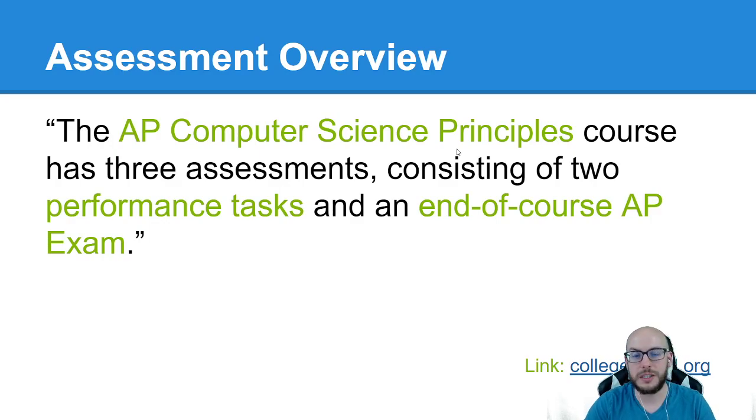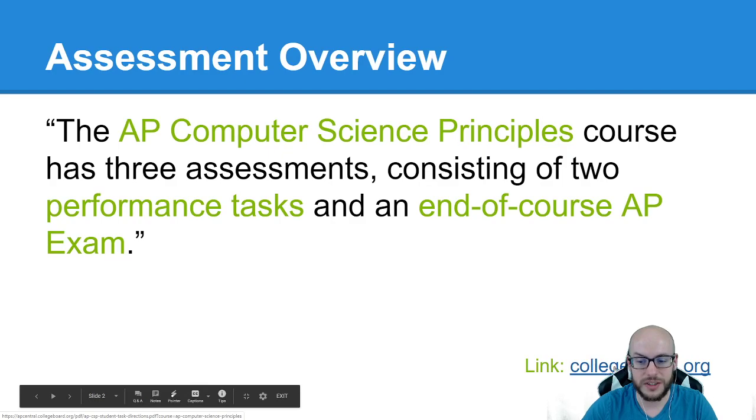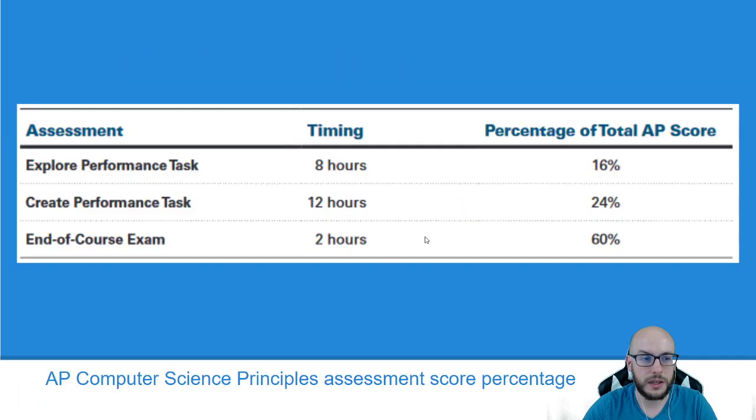So, the AP Computer Science Principles course has three assessments, or had three assessments, consisting of two performance tasks and an end of course AP exam. There's a link here to where I'm pulling this from via the College Board. This is what the traditional breakdown was supposed to be. The end of course exam constituted 60% of your AP score, whereas the Explore and Create performance tasks summed up the other 40%.